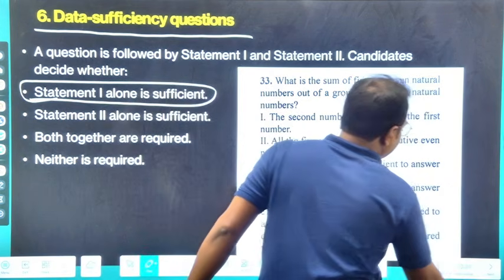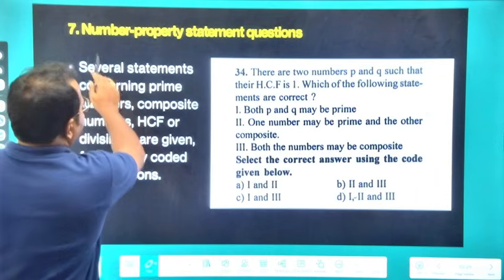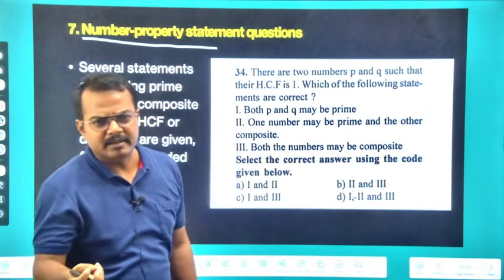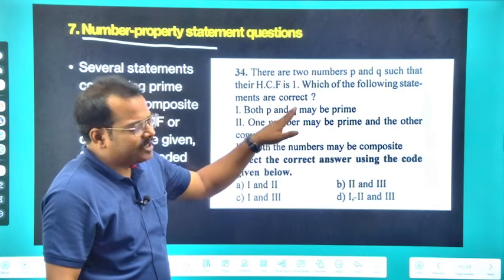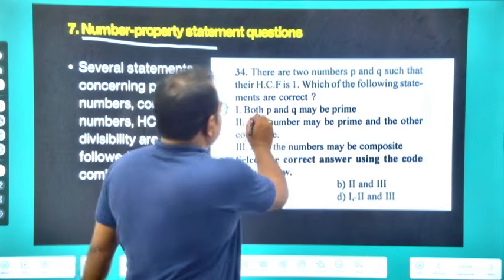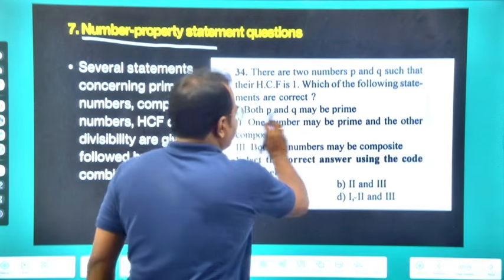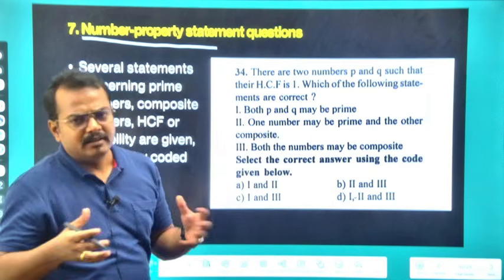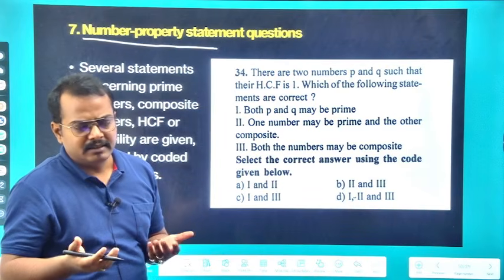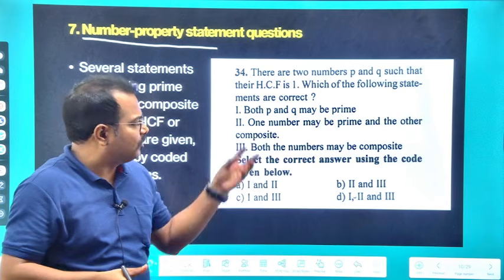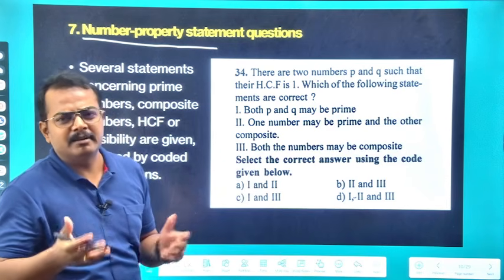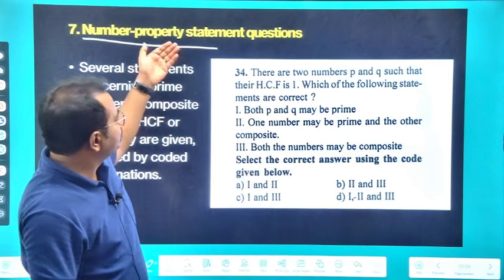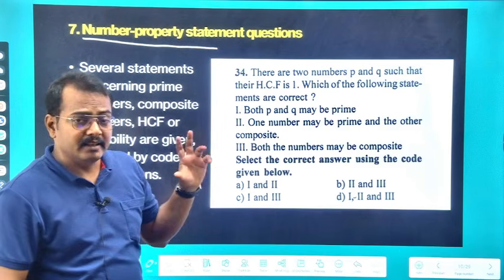Now you can find another type of question, which is basically a number property statement question. So here LCM or HCF might be given, properties of the number. Then you have to find some kind of number. Both P and Q may be prime numbers, one number may be prime and the other composite, or both numbers may be composite. So basically it is from the topic of natural numbers. So you have to have a good idea of whole numbers, prime numbers, natural numbers, odd numbers, even numbers, integers, everything, in order to solve these type of questions. This type of question has come again last year.